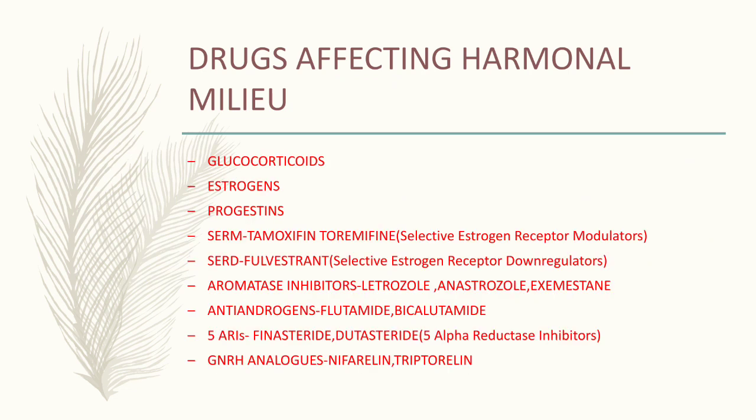The drugs which come under this group are glucocorticoids, estrogens, progestins, selective estrogen receptor modulators, that is SERMs, tamoxifen, toremifene, selective estrogen receptor down regulators, SERDs, fulvestrant, then aromatase inhibitors, letrozole, anastrozole, exemestane, anti-androgens, flutamide, bicalutamide, 5-alpha reductase inhibitors, finasteride and dutasteride, then GnRH analogues, nafarelin, triptorelin.